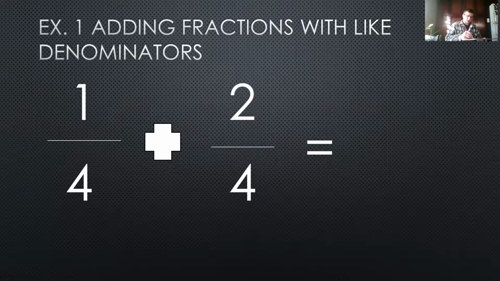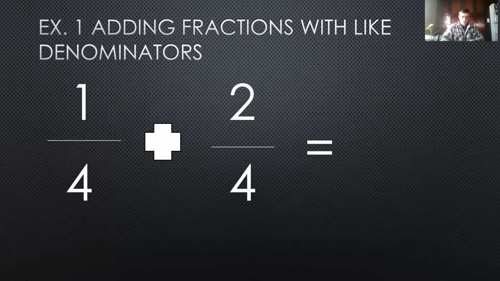So now let's take a look at our numerator, which is above the fraction bar, right? Now, what two numbers do we have? We got 1 and 2, right? So we have 1 and 2 for our numerator.